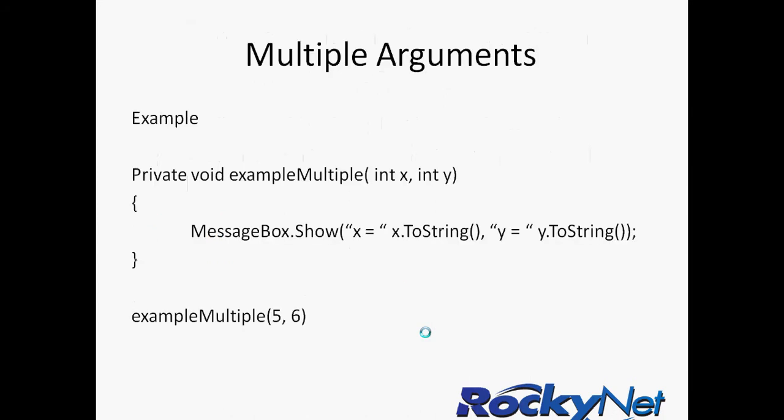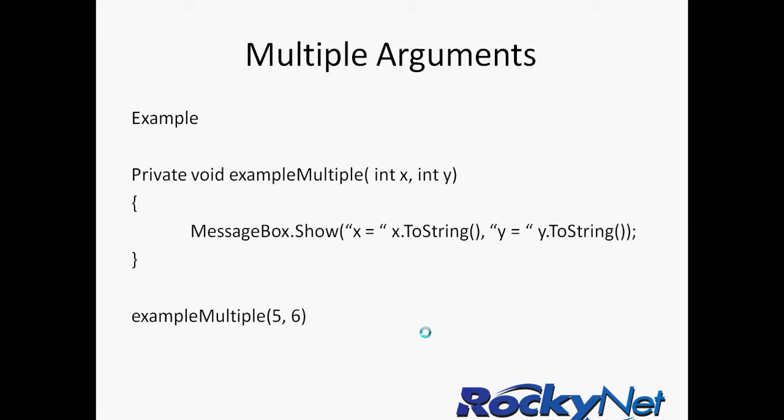Multiple arguments. This is an example of how to do multiple arguments. So we do private void ExampleMultiple, and then we have to declare each one. So I have int x, int y. There could be int x, string y. You could do string x, string y. You just have to declare them up there.